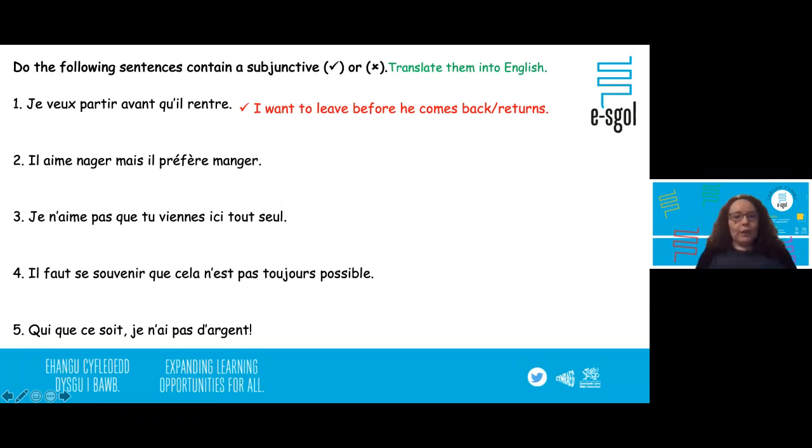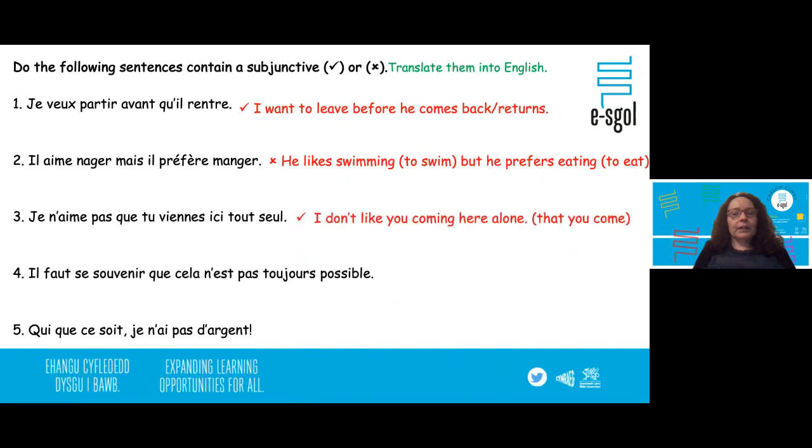Oh, sorry, I'm going too fast. Il aime nager, mais il préfère manger. So, this one is not the subjunctive. Je n'aime pas que tu viennes ici tout seul. So, yes. I don't like you coming here alone. So it's that you come. So there's the subjunctive there.